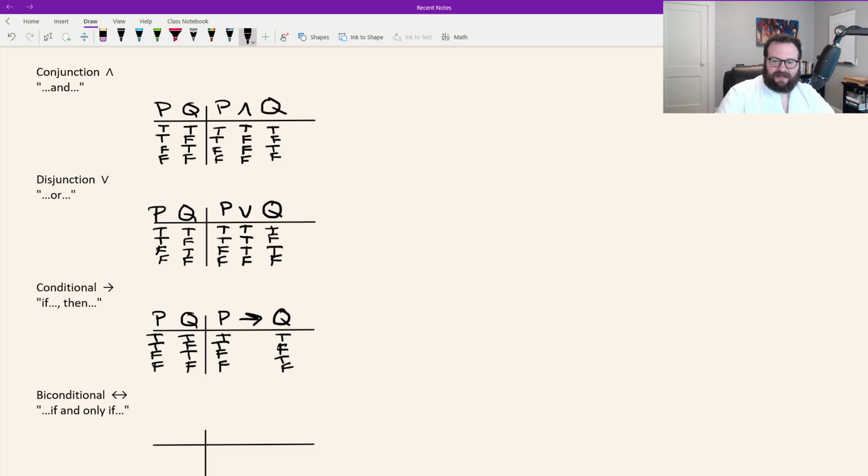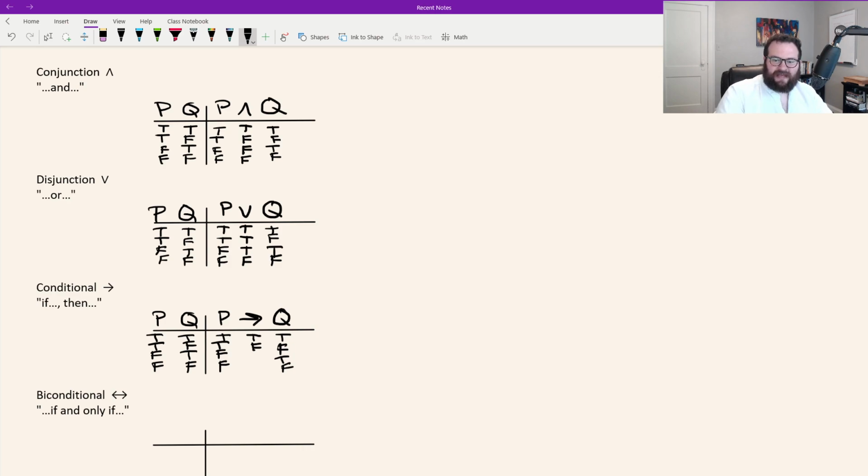Okay, so in the first case, on row 1, P is true and Q is true. Well, that's great. That means the conditional is true on row 1. But on row 2, P is true and Q is false. That means the conditional is false here. Why should that mean the conditional is false here? Well, the conditional is telling you that if P happens, Q also has to occur. And on row 2, we're saying, well, P happened, but Q didn't. That breaks the conditional. That's not allowed. So it has to be false on this row.